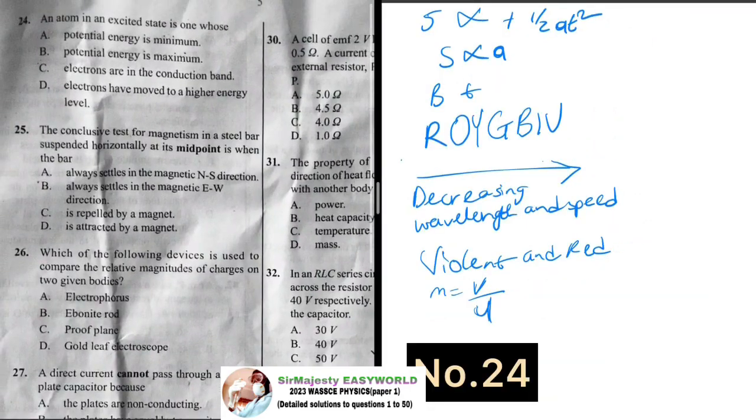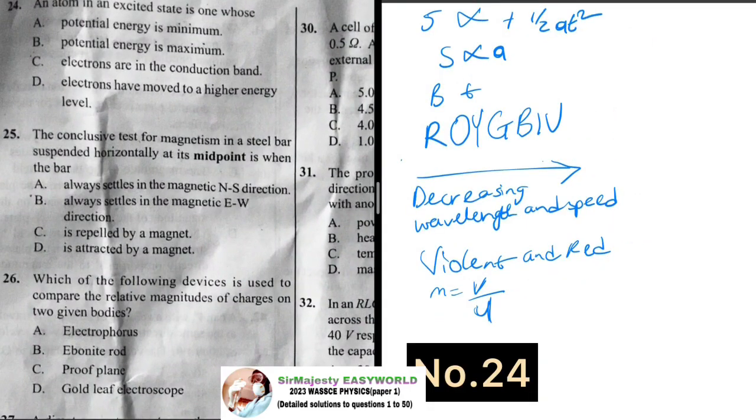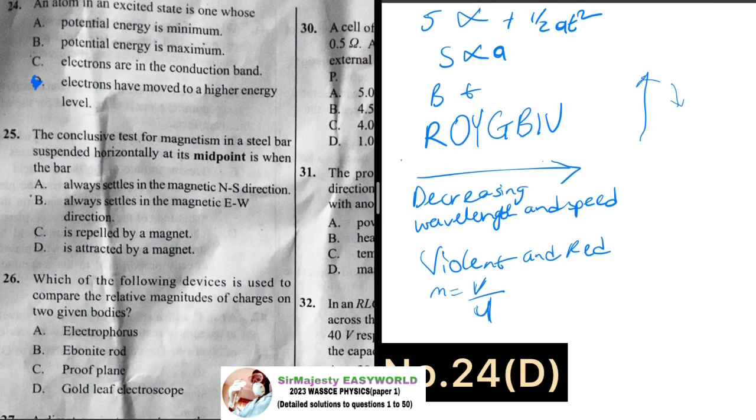An atom in an excited state is one whose electrons have moved to a higher energy level, because atoms that are excited move to a higher energy level, while an atom that is at rest is one that does not move to an energy level but is in its ground state, which means that it is at rest. So the correct answer to this question is D.